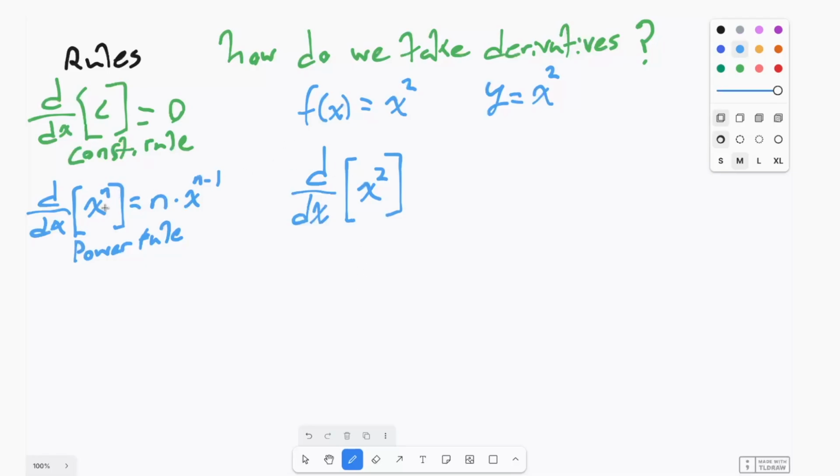We can see that 2 is going to be our n. So now we can apply the power rule to this derivative by writing out this bit here. So n, which we know is 2, times x to the 2 minus 1. That is going to simplify to 2x to the 2 minus 1, which is 1. And then x to the 1 is just x. So we're left with 2x. And that's exactly what we saw on the previous page.